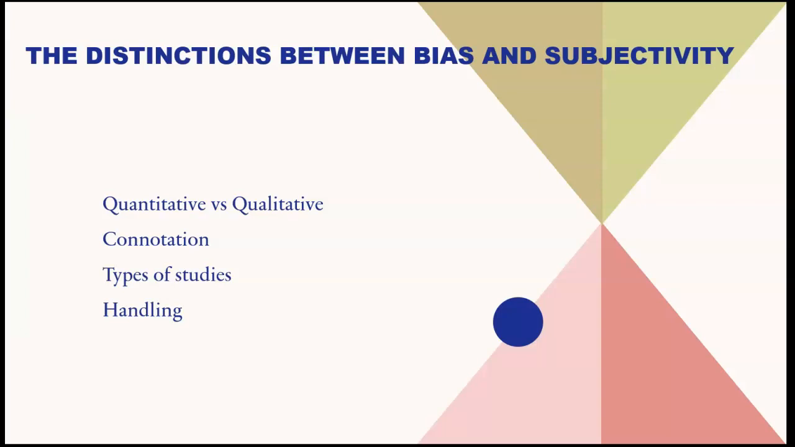It's also a connotation thing. Usually bias is something to be avoided. It's got a negative connotation. It's something that we're supposed to pull out of our research or take care of in a research study. Subjectivity has a less negative connotation.